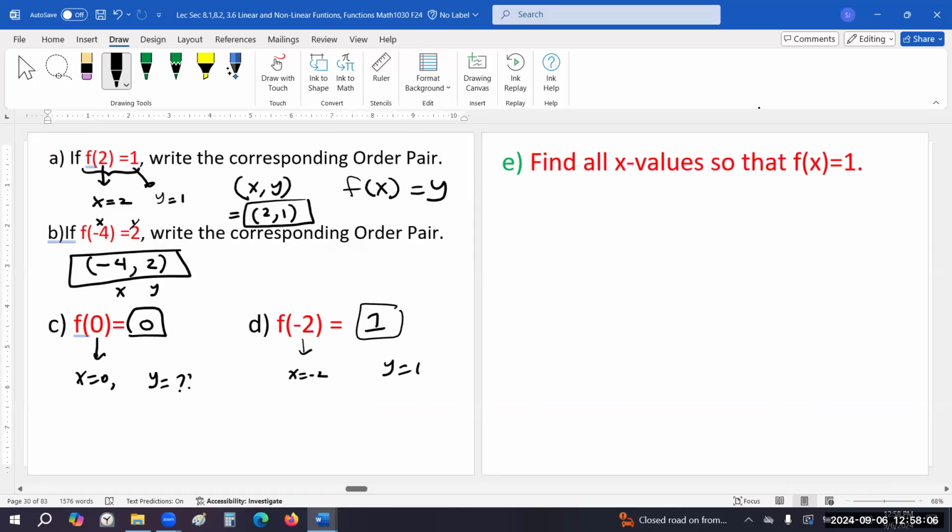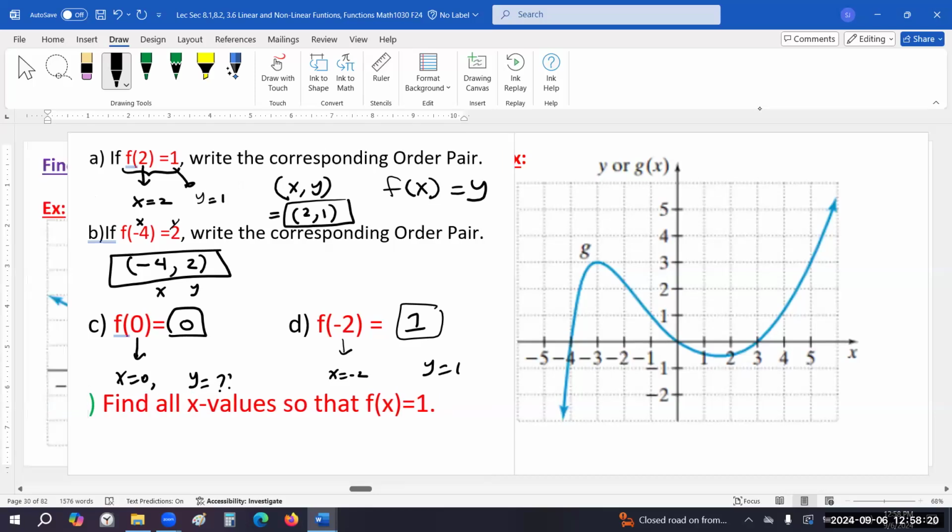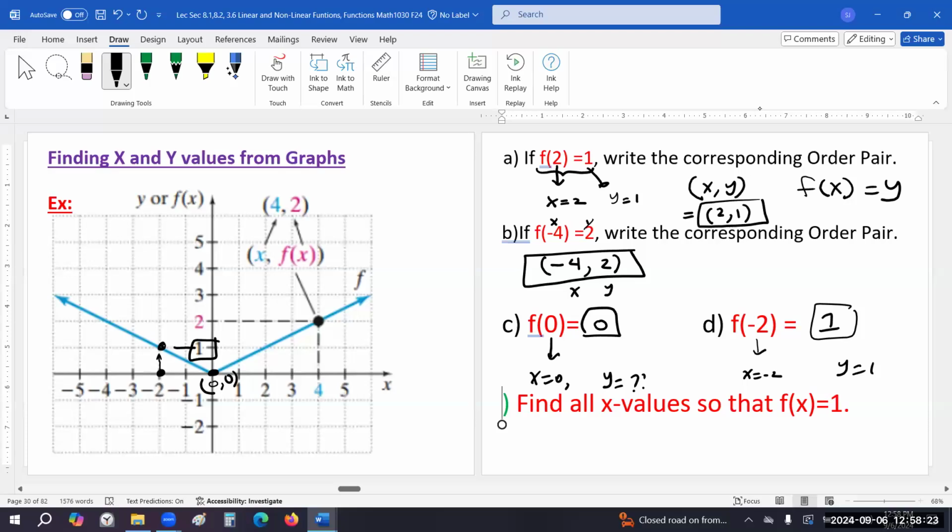Now we have one more. Let me put it on the same page. Find all x values so that f of x equals 1. What is this 1, the x value or the y value? 1. Good. This time they gave us the y value. We want to give them the x. -2. Anything else? 2.